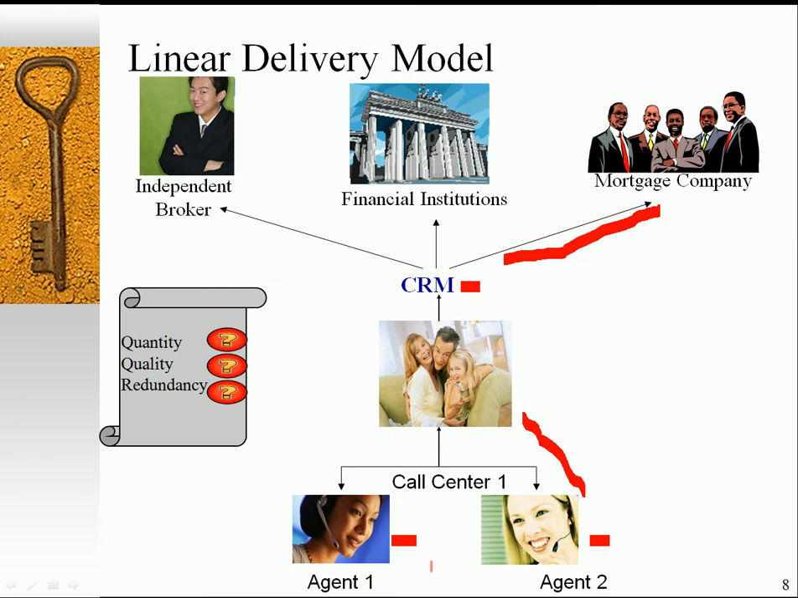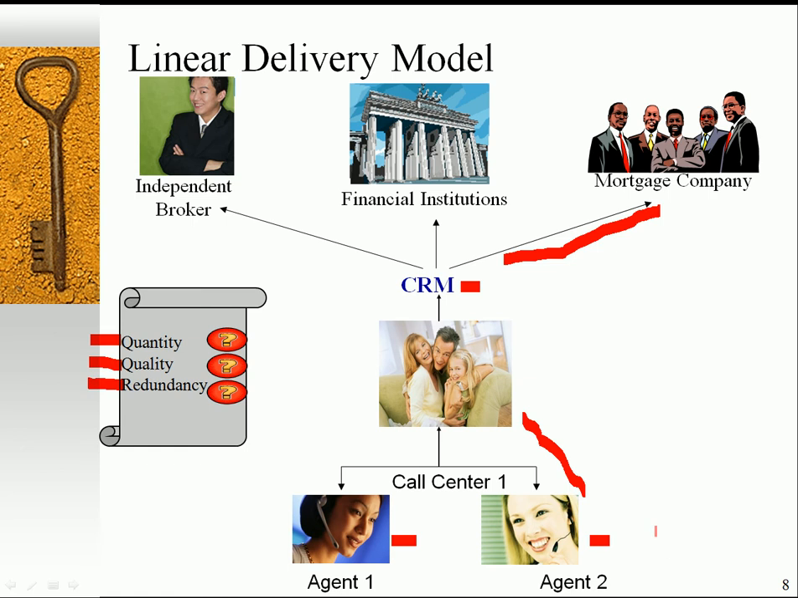You've got one call center with multiple agents contacting a homeowner, putting it into the web-enabled system, and then distributing that lead to the financial institution, mortgage company, or independent broker. The challenge is to be able to scale up, and there are three factors that become challenging. One is to scale up the quantity. Second is to manage quality, and the third is redundancy. How do we manage these three beasts that we need to take into consideration? Scalability, getting quantity leads, getting quality leads, and then redundancy.